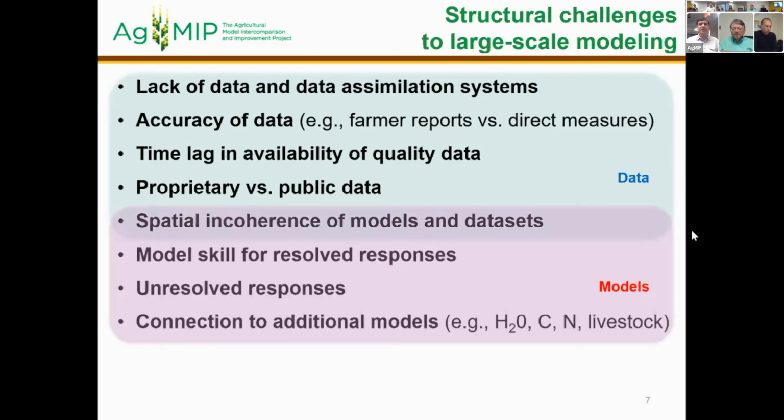Of course, some of these issues are not really data, they're also modeling issues. So that spatial incoherence also applies to models. But then there are other things like how well do we actually resolve specific responses? We know that there are model biases there. We also know that there are some responses that we just don't resolve, even if we had good data on the driving conditions. And then in terms of models, we need to continue to build outreach to connect into water and carbon and nitrogen and livestock type models.